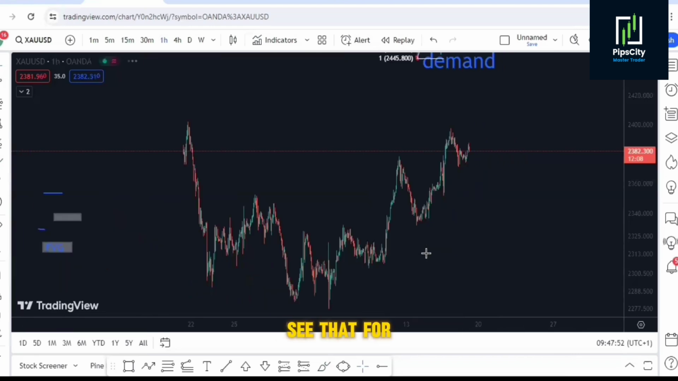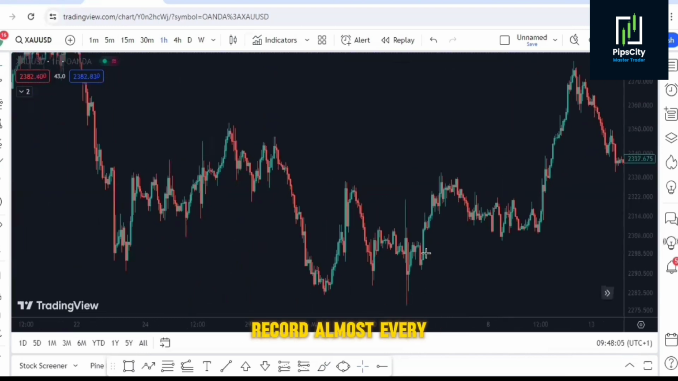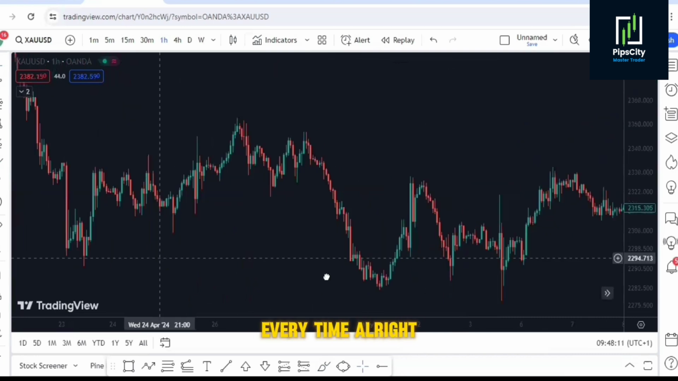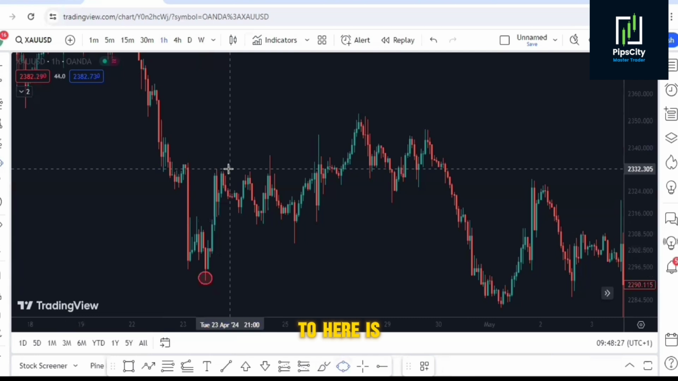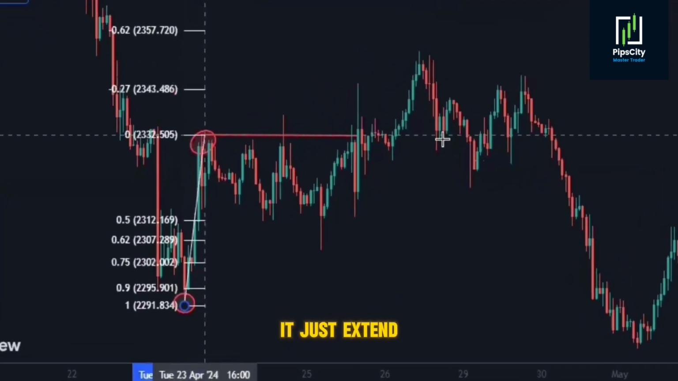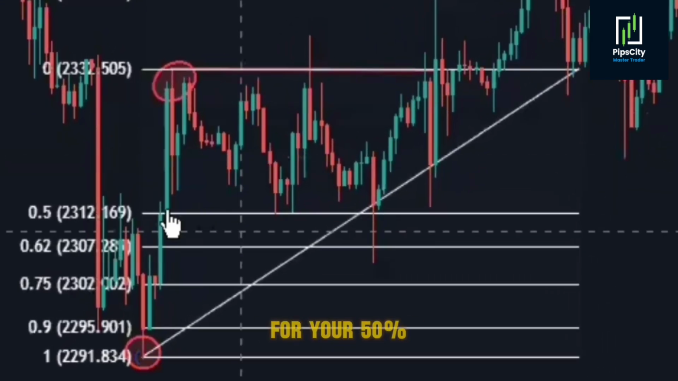So now you see that, for example, let's look at this. This structure reoccurs almost every time. That is the structure that is being printed on the screen every time. All right, you see that immediately we have, this is a swing. From here to here is a swing. Secondly, we have a break of structure around this area. Do you understand? We have a break of structure around that area. Thirdly, you take your fib from here to here. Have you seen it? You just extend it through that swing. Then you target your 50%.